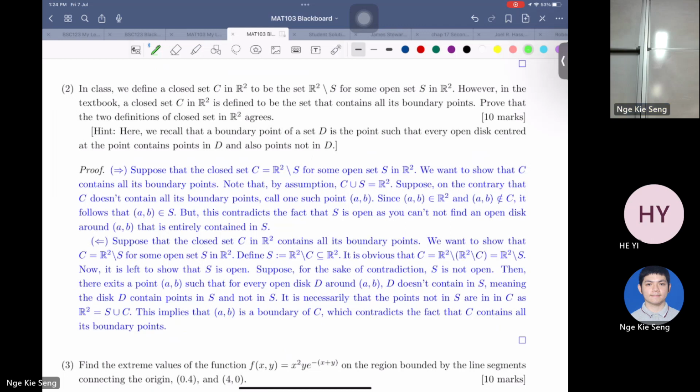Okay. So for this question, even if you can't imagine a closed set, you should be able to do it using the definition plus set theory. That's all you need. You don't even need to imagine what a closed set is. Just plainly using logic, you can do it. Logic plus set theory, you can prove this question.